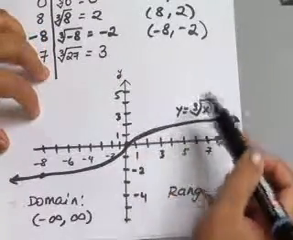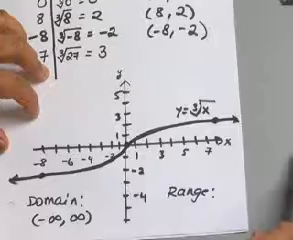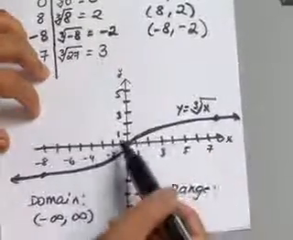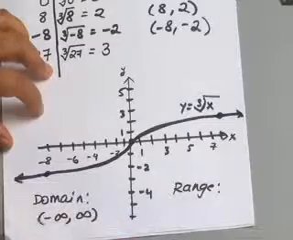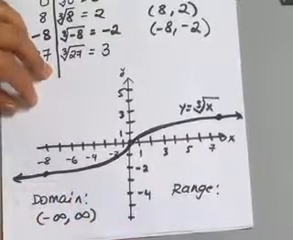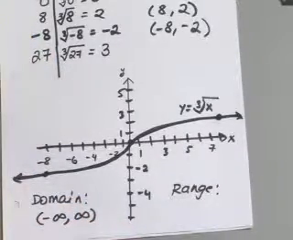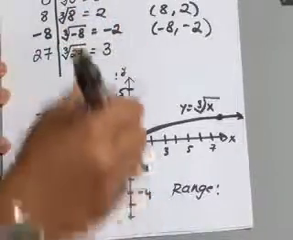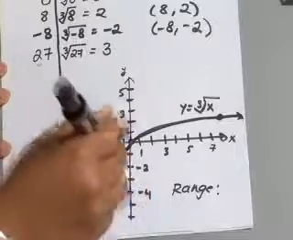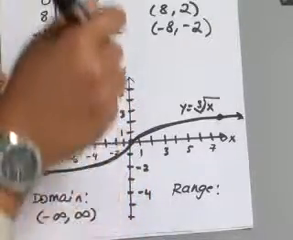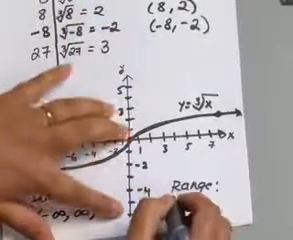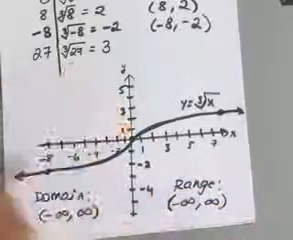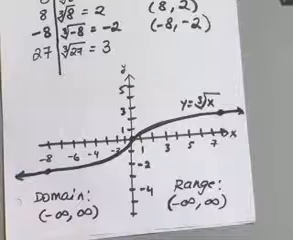And for the range part, this graph is going to start getting wider as the x values get larger. So on this side, it's going to go up all the way, and on this side it's going to start going down as the x values get larger on the negative side. So in terms of the range also, it's going to cover the whole y-axis. This will go to negative infinity, and that will go to positive infinity. So you can say your range is all real numbers, negative infinity to positive infinity.